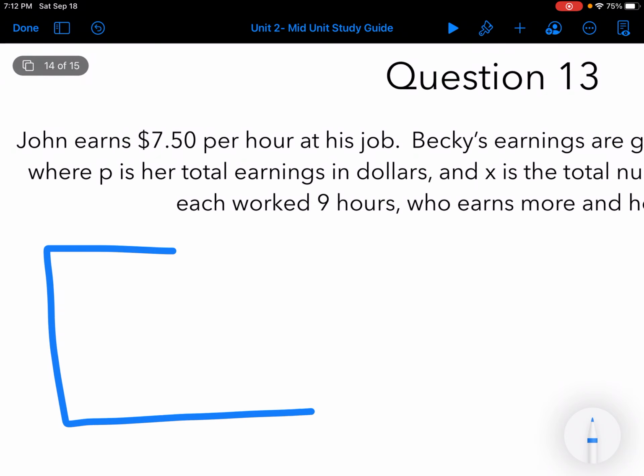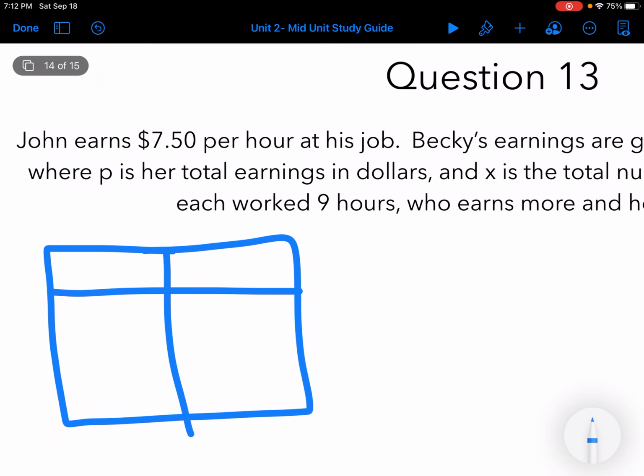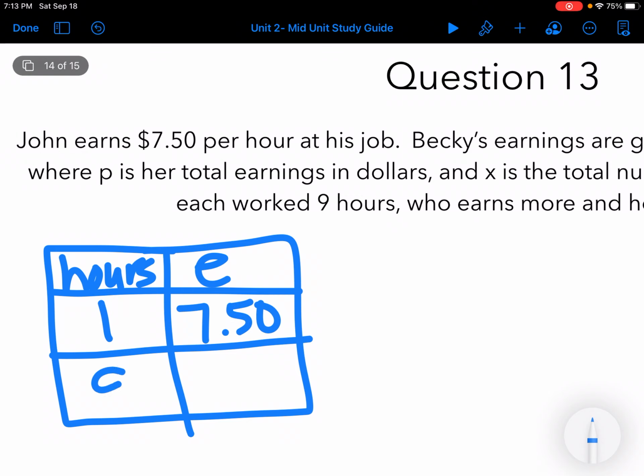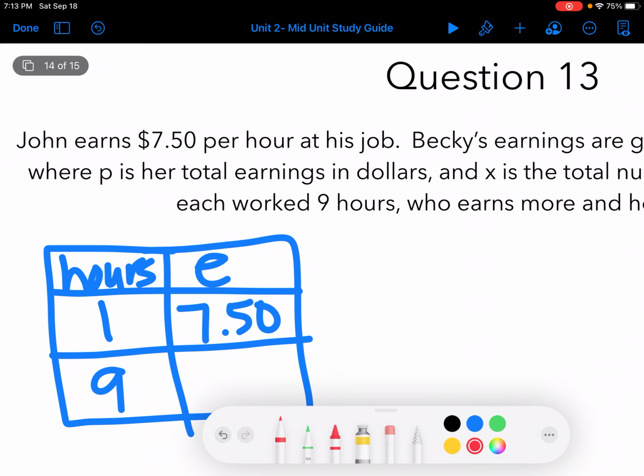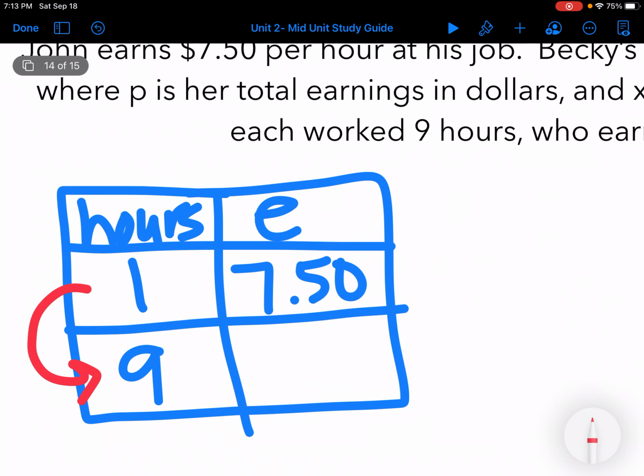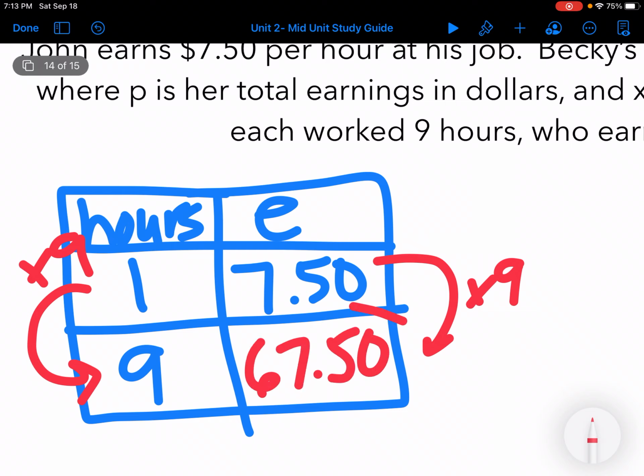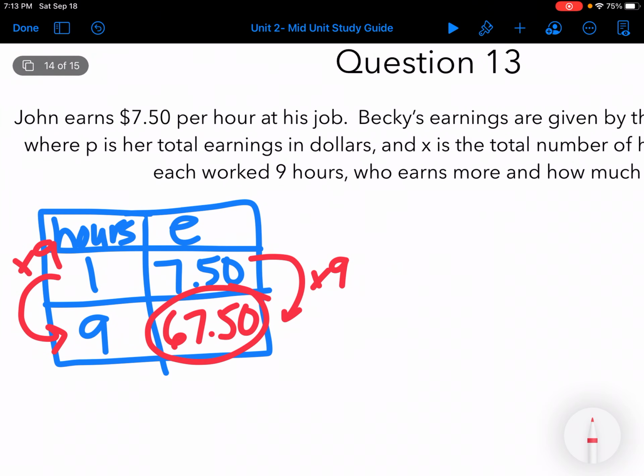All right, so I'm going to set up John. So I have hours and earnings. So I know for 1 hour he earns $7.50. So I want to know for 9 hours. So I'm going to multiply by 9. So $7.50 times 9. I get $67.50. Then I want to check Becky.